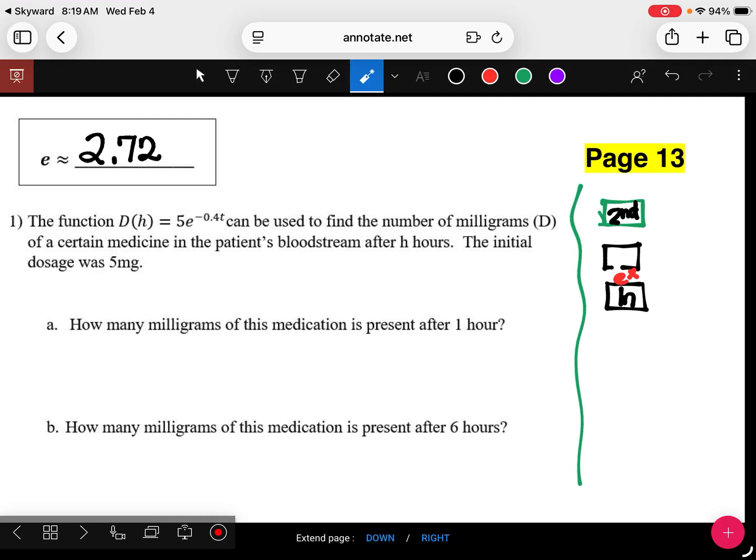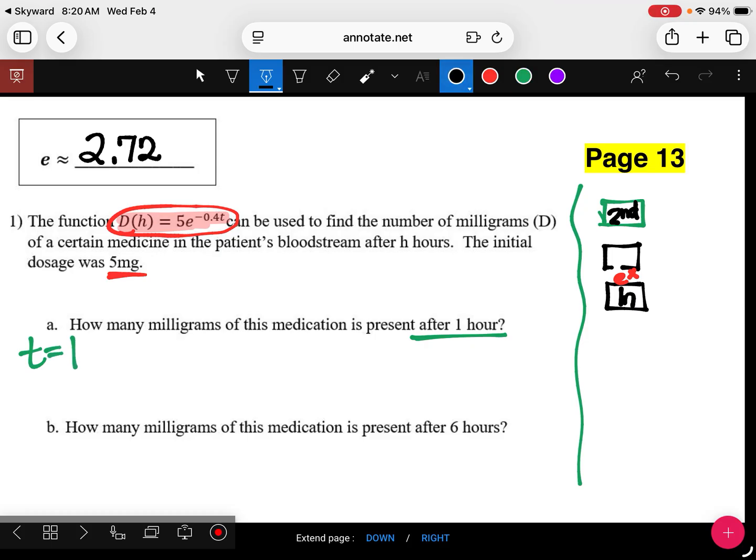So in this one, we got a function. This is the function that we're going to use. It's for a certain medicine to figure out how much of the medicine is in your bloodstream after 8 hours. The pill is a 5 milligram pill. This is the formula we're going to use. They gave it to us. We need to figure out how much medicine is present after 1 hour. So that means T equals 1.